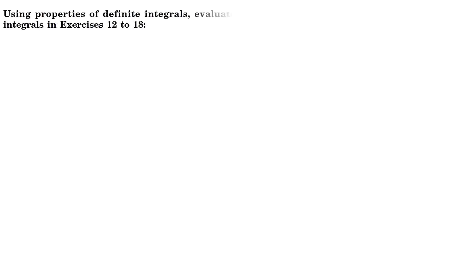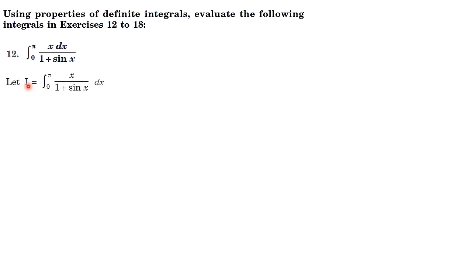Move on to the exercise problems. Using properties of definite integrals, evaluate the following integrals in exercises 12 to 18. Question number 12, integral 0 to pi x dx divided by 1 plus sin x. This is our question. So let's take I is equal to integral 0 to pi x divided by 1 plus sin x dx. Label it as equation number 1. Then when you check the limit here, it is from 0 to pi.